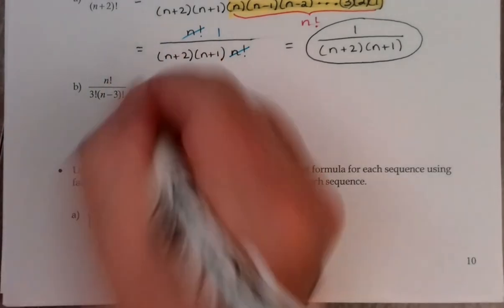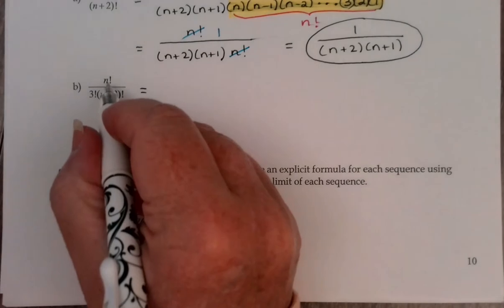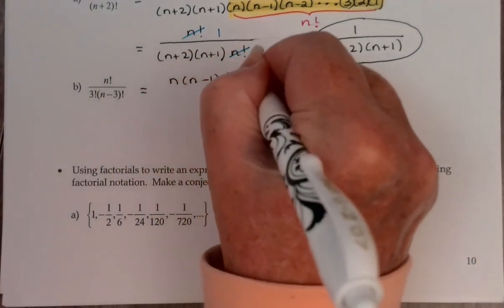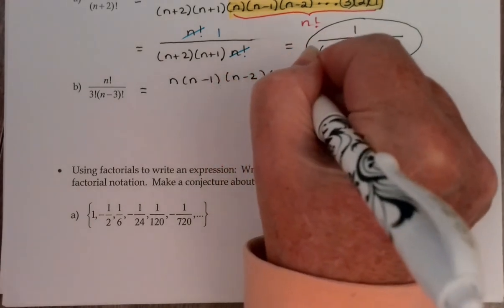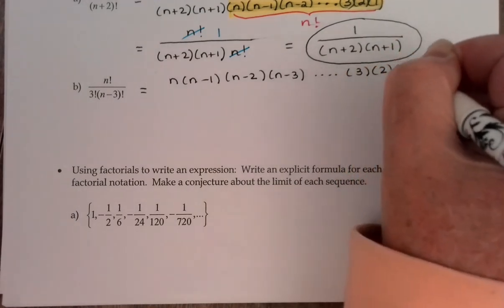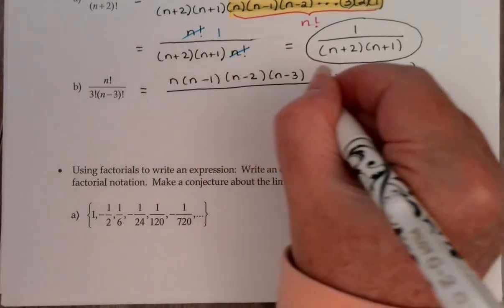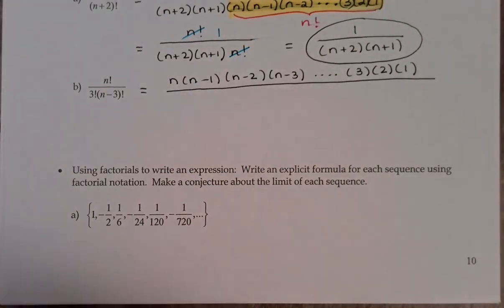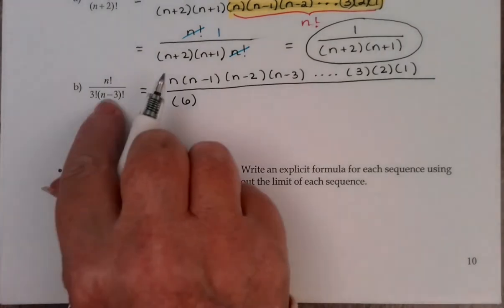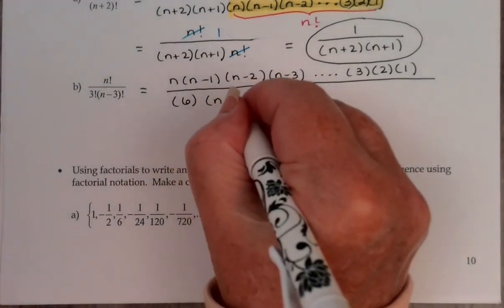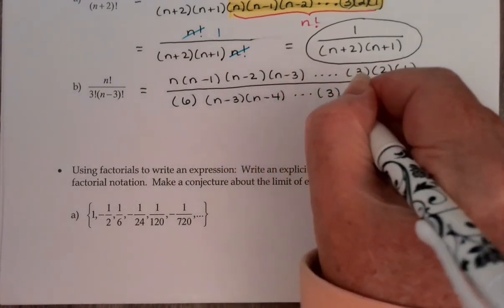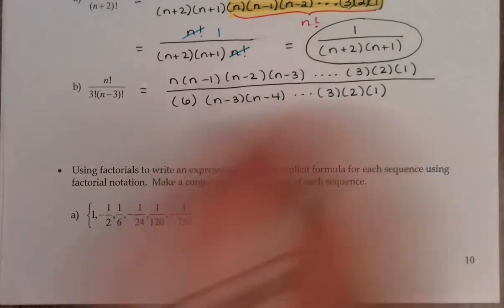Well, let's see. I'm going to go ahead and start breaking down the factorials. Top would be n minus 1, n minus 2, n minus 3, etc. Down to 3 times 2 times 1. The bottom. 3 factorial is 6. And then n minus 3 factorial, n minus 3, n minus 4, and so on, down to 3 times 2 times 1.